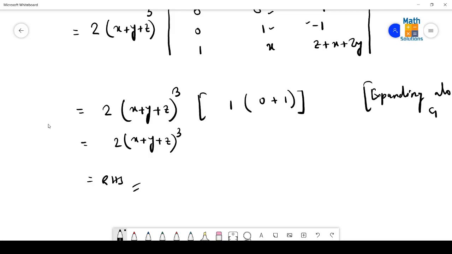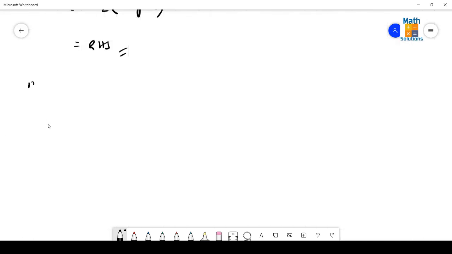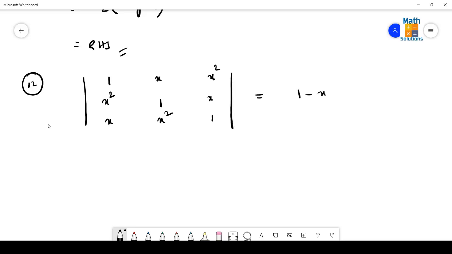In question number 12, the question is like this. We have to prove that this determinant involving the elements 1, x square, x, then after x square, 1, should be equal to (1 minus x cube) whole square. So in the proof part, proceeding with the LHS.